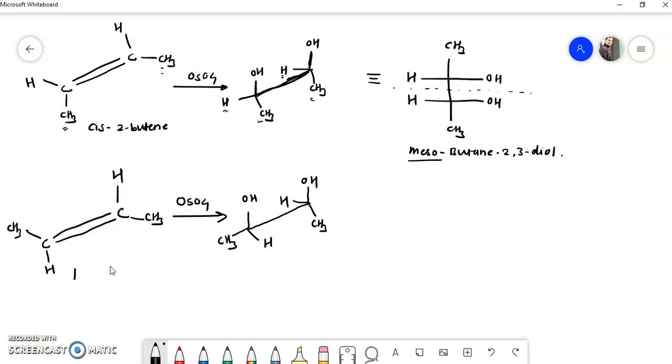Now see, this is trans-2-butene because the methyl groups are on the opposite sides of this double bond. So if we do the hydroxylation of this trans-2-butene in presence of osmium tetroxide, then we will get this kind of product. Here you will find that OH groups are on the same side, because either osmium tetroxide will come from above the plane or it will come from below the plane, but the hydroxy groups will be on the same side.